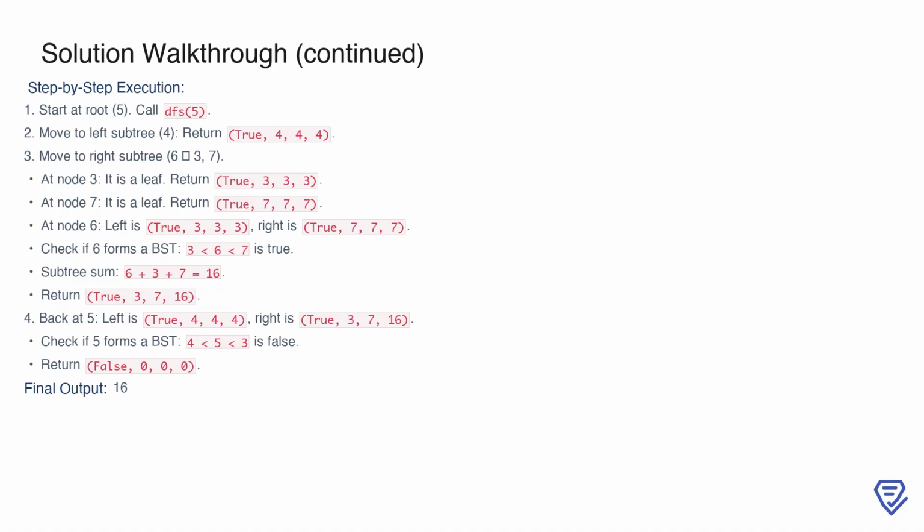In the last example, we examine a tree where the root node is 5. The left subtree contains node 4, while the right subtree contains node 6 with children 3 and 7. Starting at the root, we evaluate the left subtree. Node 4 is a leaf, so it is a valid BST with a sum of 4. Next, we explore the right subtree of 5, starting with node 6.